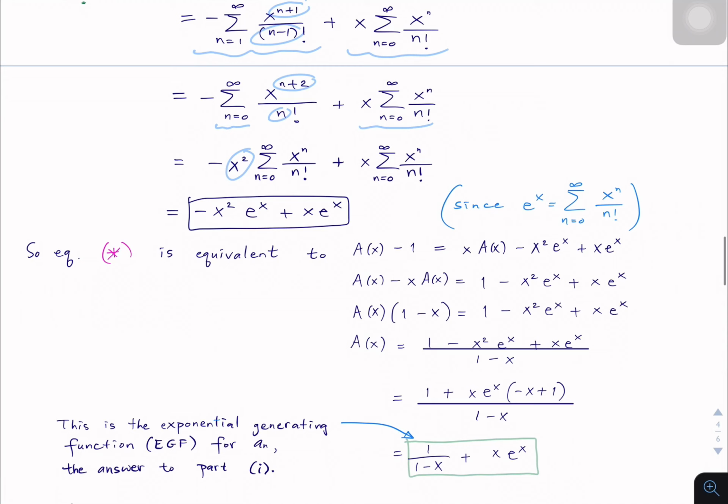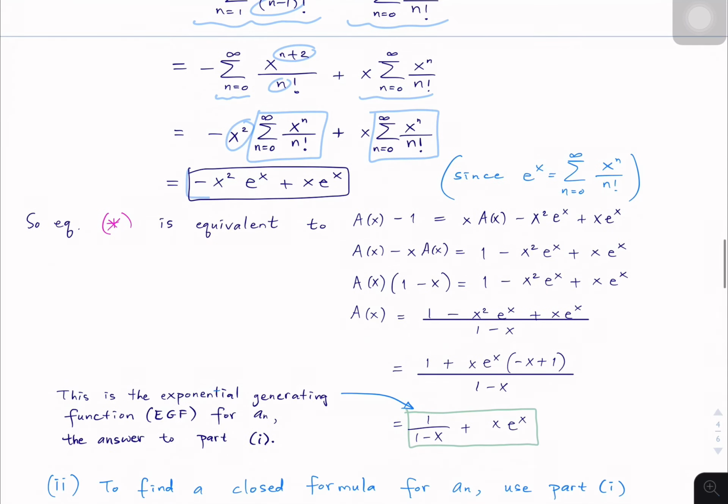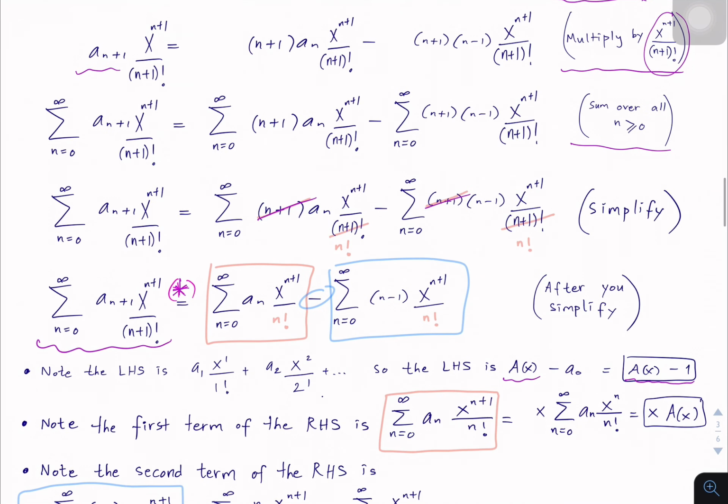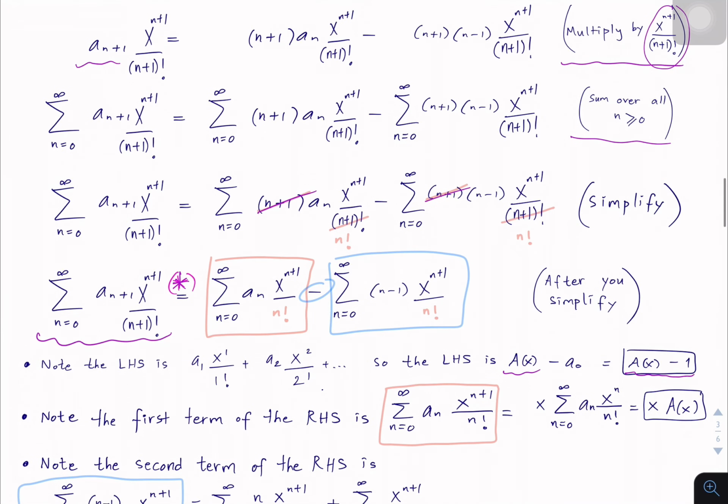And now what I have, because this part and this part are both equal to e to the x, I have this. Okay, so now I put together everything that I need. So back to the star equation. So we've already computed this left-hand side and also the right-hand side.